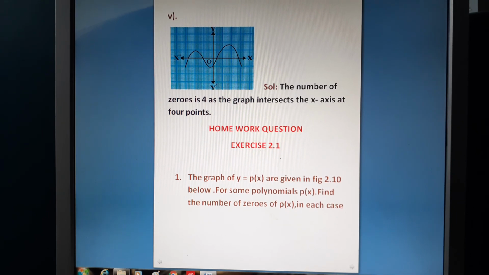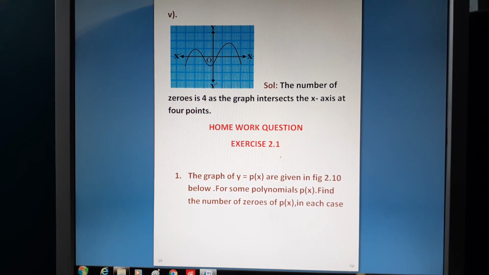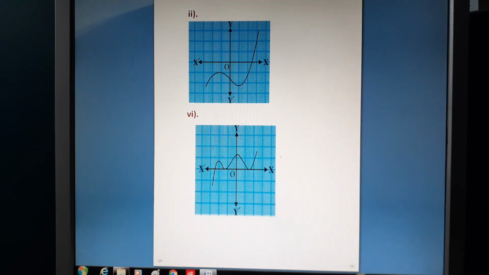In exercise 2.1, first question, the remaining 2 sums are homework.